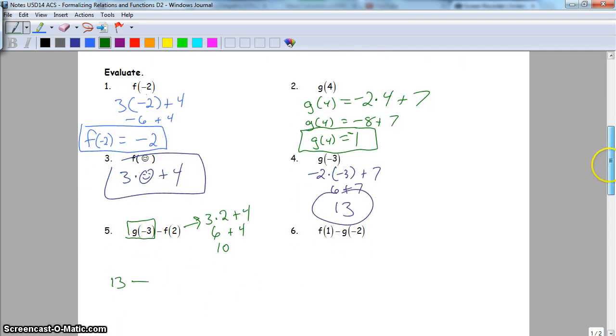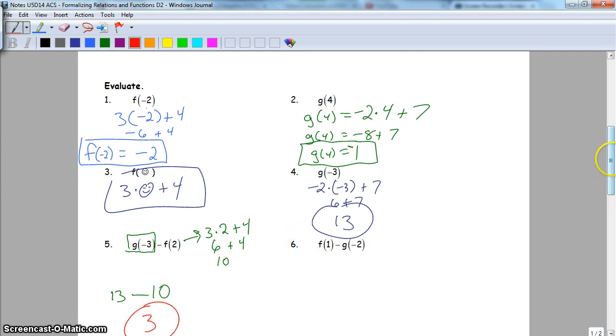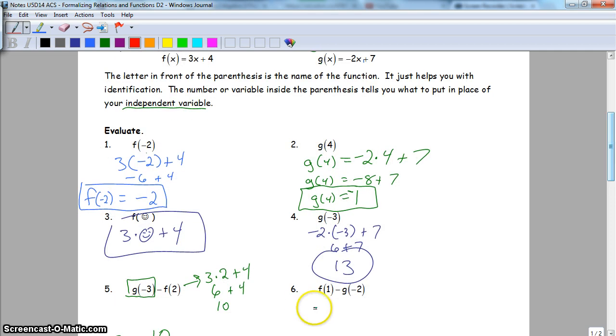So then we come back down here. What we got here is 13 minus f of 2, which is 10. So now it's really easy. 13 minus 10 is 3. That's our answer. So go ahead and press pause for a minute. Try 6. Try f of 1 minus g of -2. You're going to have to find each one of them. Go ahead and press pause and give this one a shot.